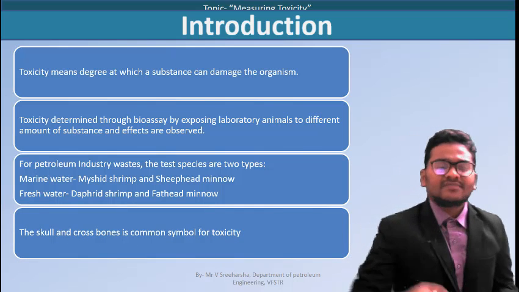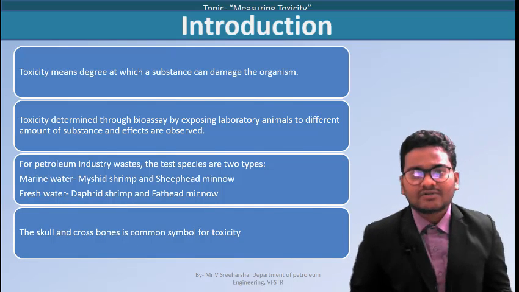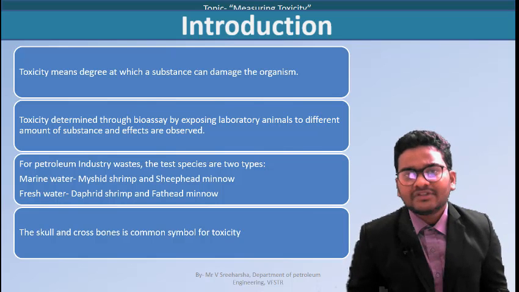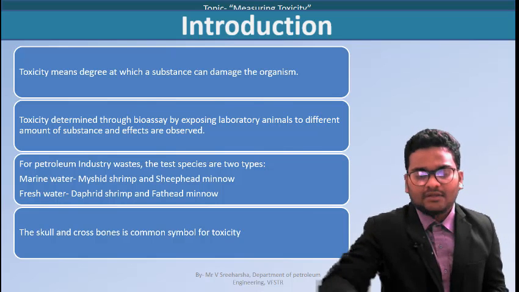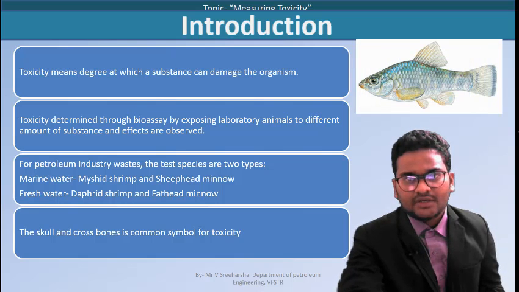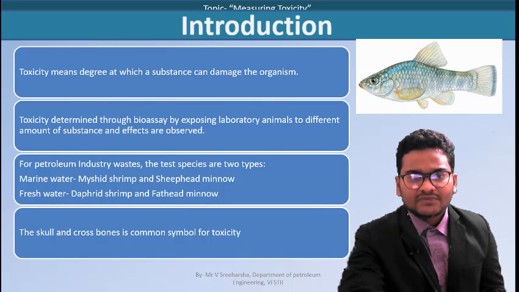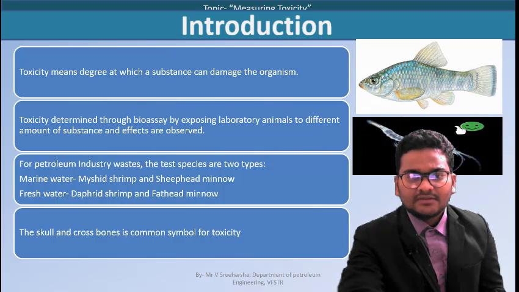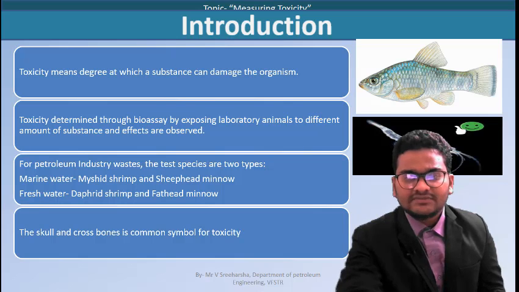Generally, the symbol of toxicity is a skull with crossbones. Here I will show you the diagrams. This is the daphnia, which we are using, and this is the fathead minnow. These are the things which we are using there.